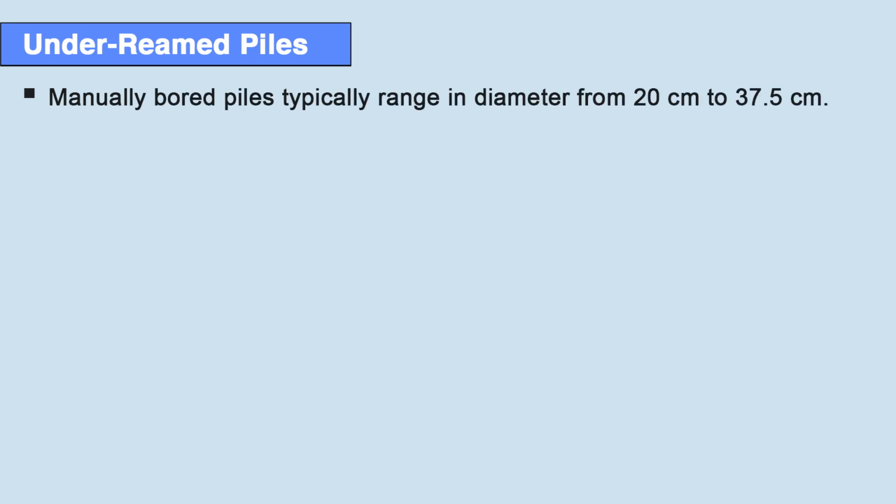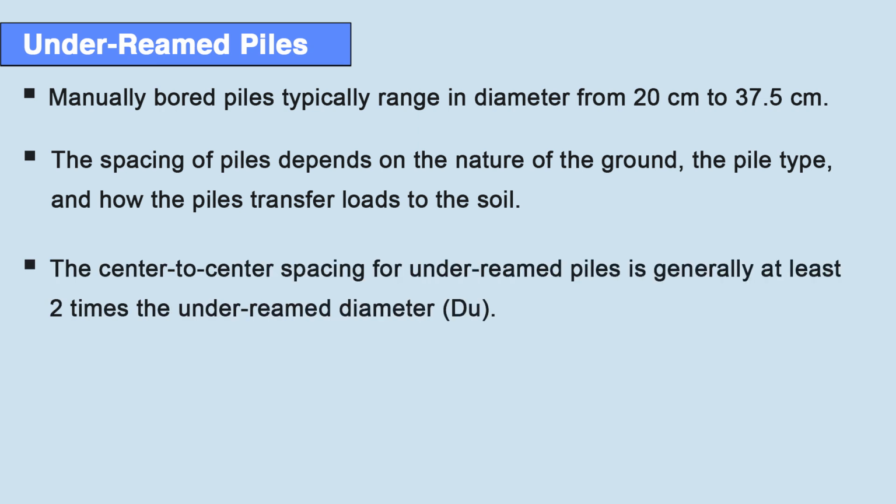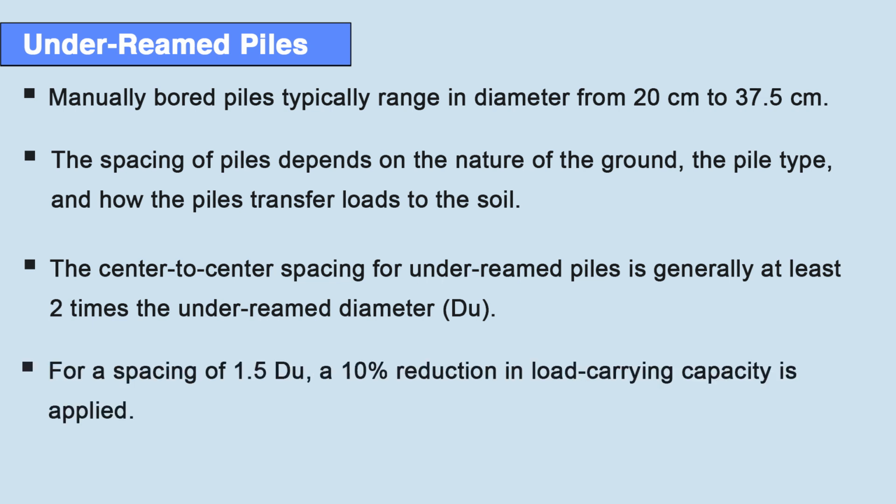Manually bored piles typically range in diameter from 20 centimeter to 37.5 centimeter. The spacing of piles depends on the nature of the ground, the pile type, and how the pile transfers load to the soil. The center to center spacing for under-reamed piles is generally at least 2 times the under-reamed diameter, denoted by du. For a spacing of 1.5 du, a 10% reduction in the load carrying capacity of the pile is applied.